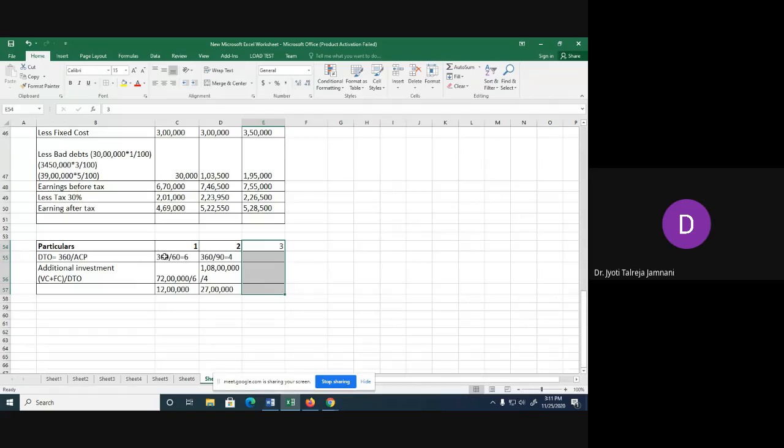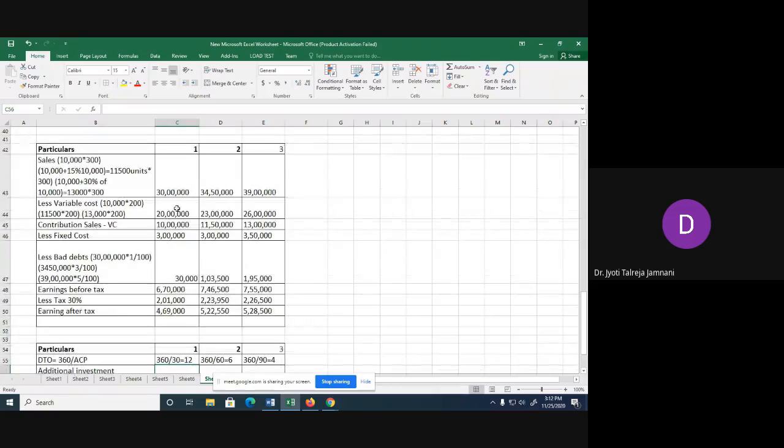Okay, so it is 1 month, so that means 30 days. So 360 divided by 30. 2 months is 60 days, so 360 divided by 60. And 3 months is 90 days, so 360 divided by 90. Twelve times, 6 times, and here it is 4 times, right? Yes, ma'am. Okay.